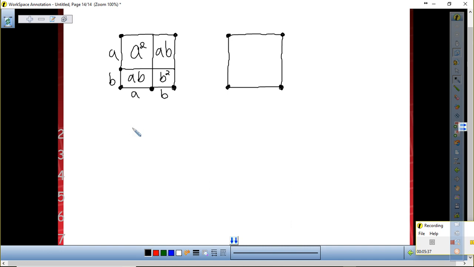All right. Now that we have the areas labeled, I want you to skip two lines underneath, and on the third line, I want you to write the area simplified here. Make sure you combine like terms. Write it in there, please.